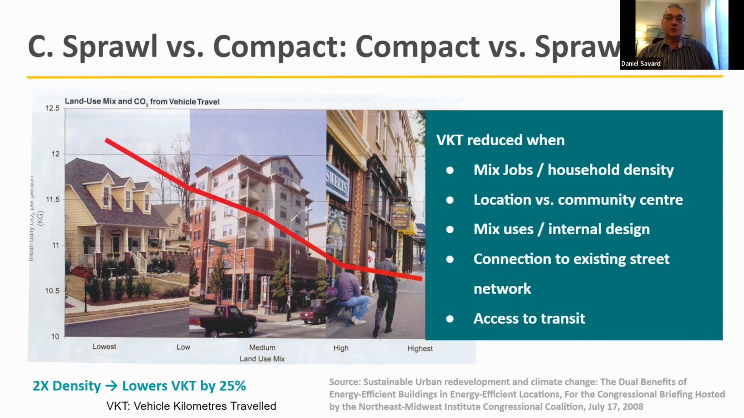And research has shown that if you increase your density by 2 times compared to the conventional way of building, you can lower VKT by 25%. It's what you're trying to do here. So of course, compact is going to be more energy efficient.